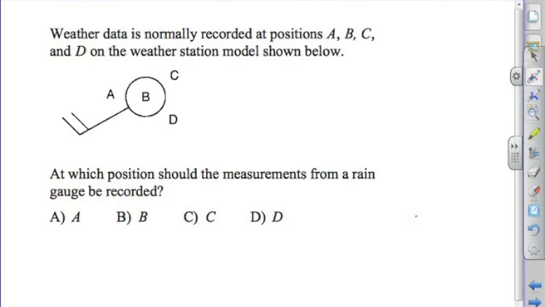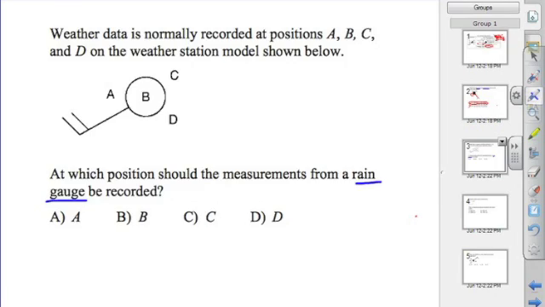Next question. Weather data is normally recorded at positions A, B, C, and D on the weather station model below. At which position would the measurements from a rain gauge be recorded? Let's see, a rain gauge is an instrument that measures the amount of rain that has fallen or accumulated. So I'm thinking rain gauge, amount of water that's fallen over a certain period of time.